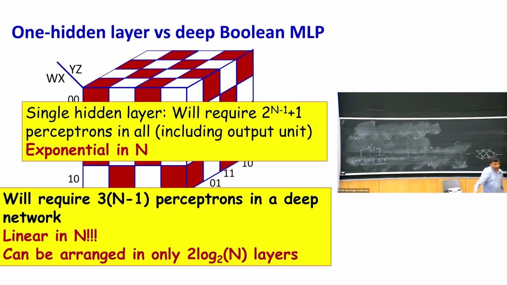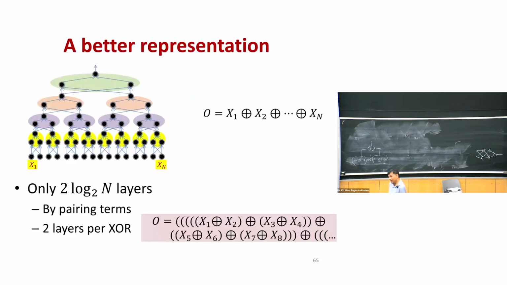So in general, if I have a very large number of variables, I can begin by pairing them up and computing the XOR of pairs. Then I can compute the XOR of pairs of those outputs and then pairs of those outputs and so on. If I did it in this manner, how many layers would I need? Log of n. Log of n, right? 2 log of n, because you need 2 layers for each XOR.